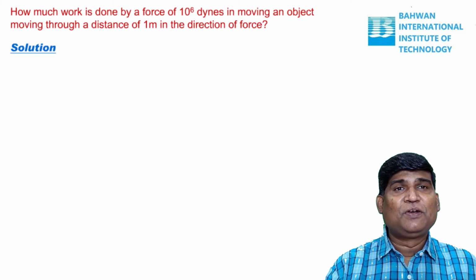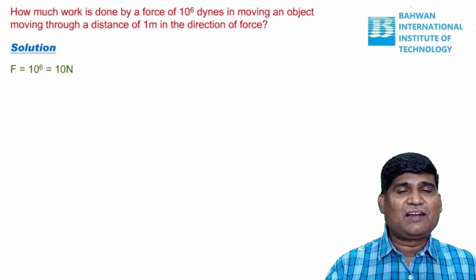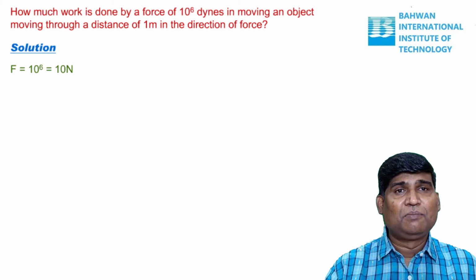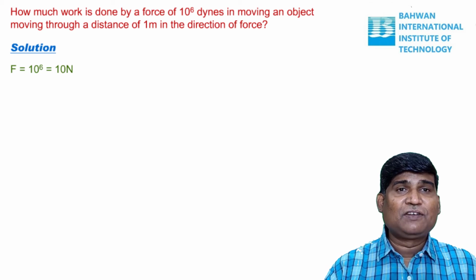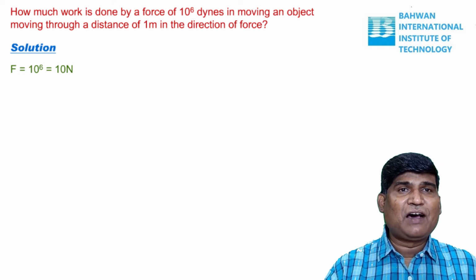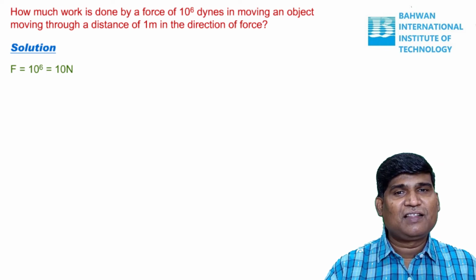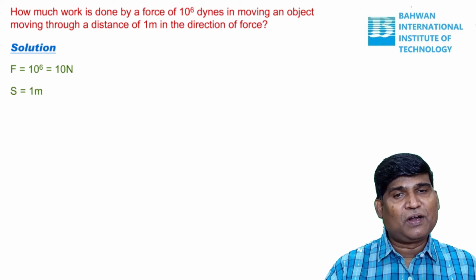Now we will try to use the formulas we learned. First we'll write the data. Force is 10 power 6 dynes. But I want to take everything in the SI system, because they have given distance in meters whereas force is given in the CGS system. That's why I'm converting the given force into the SI system. We know that 10 power 5 dynes is 1 Newton. So I'm directly writing 10 power 6 dynes as 10 Newton.